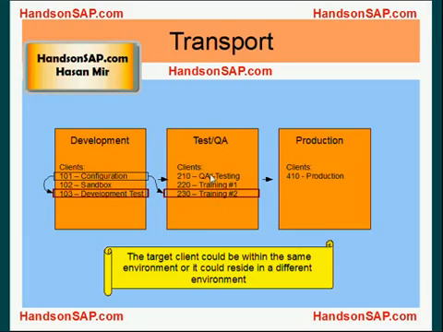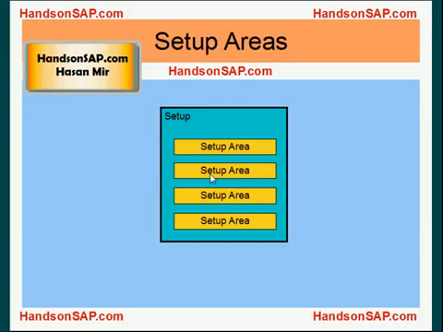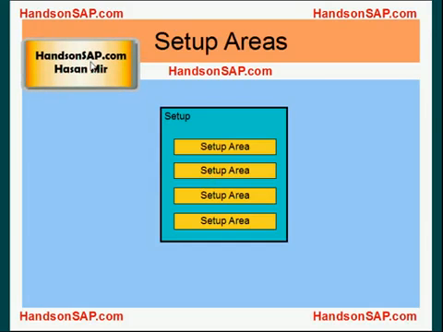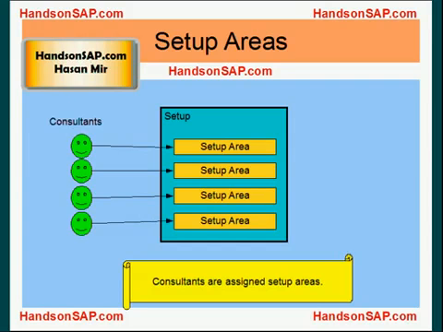Okay, so in terms of the setup, what you do is you divide all the setup tasks into multiple areas. For example, you can say one area belongs to general ledger setup, another area belongs to payable setup, or you can divide the tasks more broadly, like this is financial setup, this is costing setup. But the bottom line is that you divide the tasks into multiple areas, and you assign each area to one or more consultants, to a group of consultants. Okay, so they own the setup area.